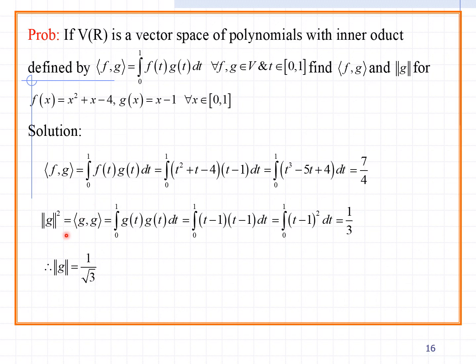So let us see this. Norm g square equals inner product of g comma g. g of x is already given. Now just take the two g of t values. It means t minus 1 into t minus 1. Then you can use the a minus b whole square formula. After that you can use the integral of x power n plus 1 by n plus 1 formula. After you substitute the upper limit and lower limit, you get 1 by 3. So here norm g square equals 1 by 3. But you need norm g. Norm g equals 1 by root 3. The simple integration is between 0 to 1.